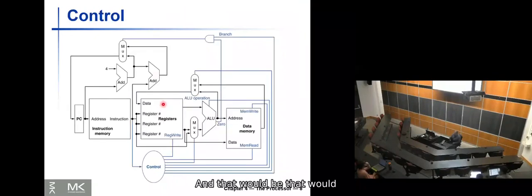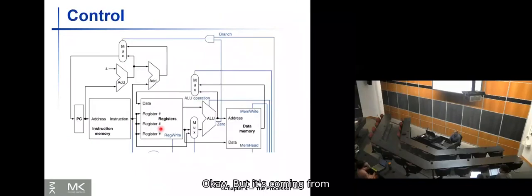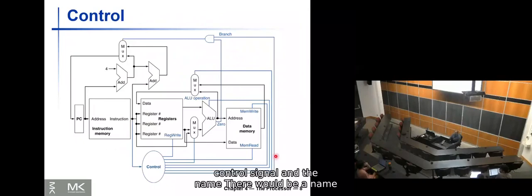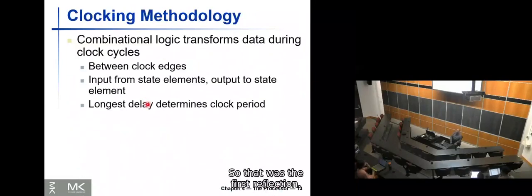And that would be coming from the control signal. We didn't have the name. I guess we did. We didn't. Maybe we didn't. Okay, but it's coming from the control signal, and there would be a name here, which I was thinking we had talked about. No? Okay, we will talk about it today. So that was the first reflection.